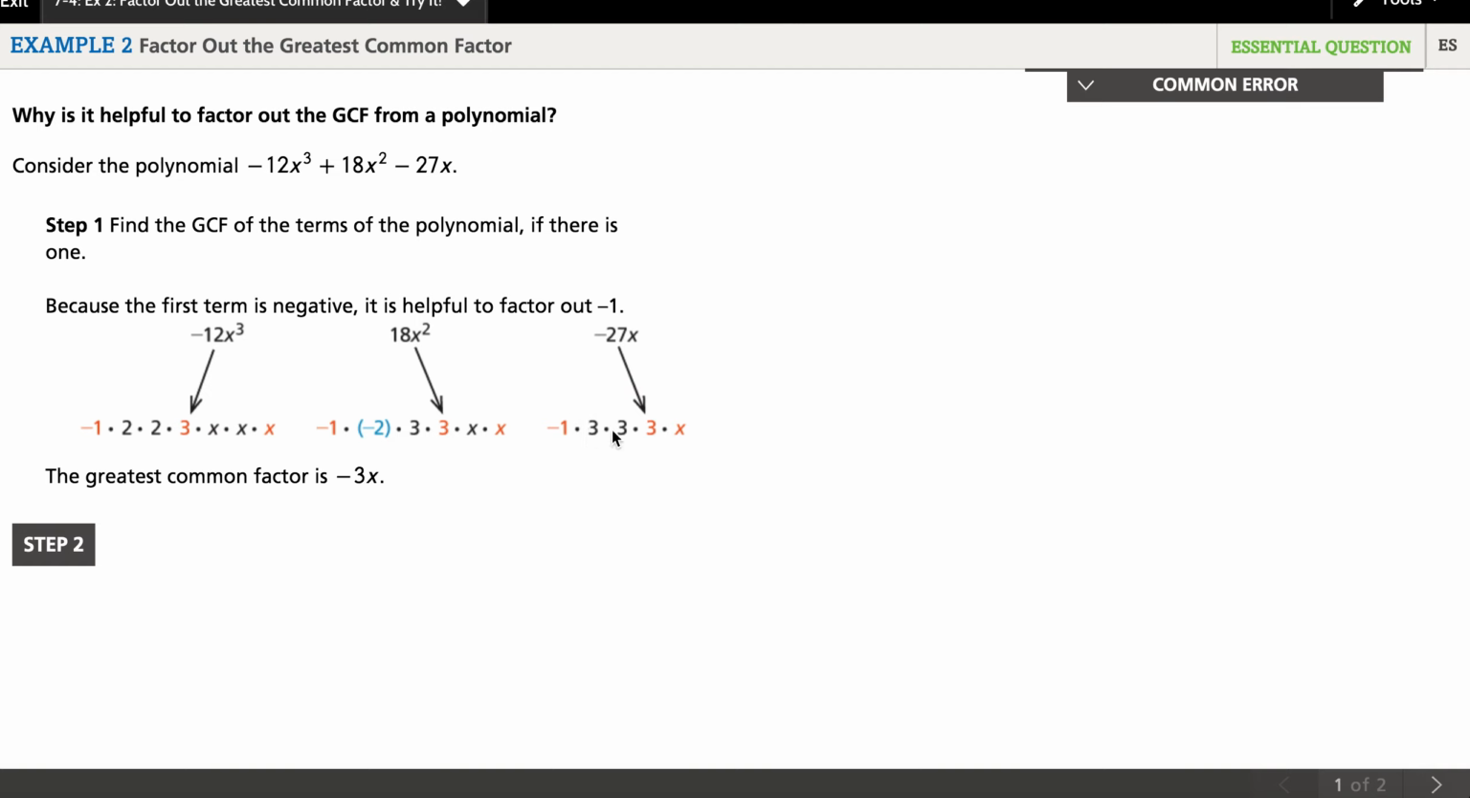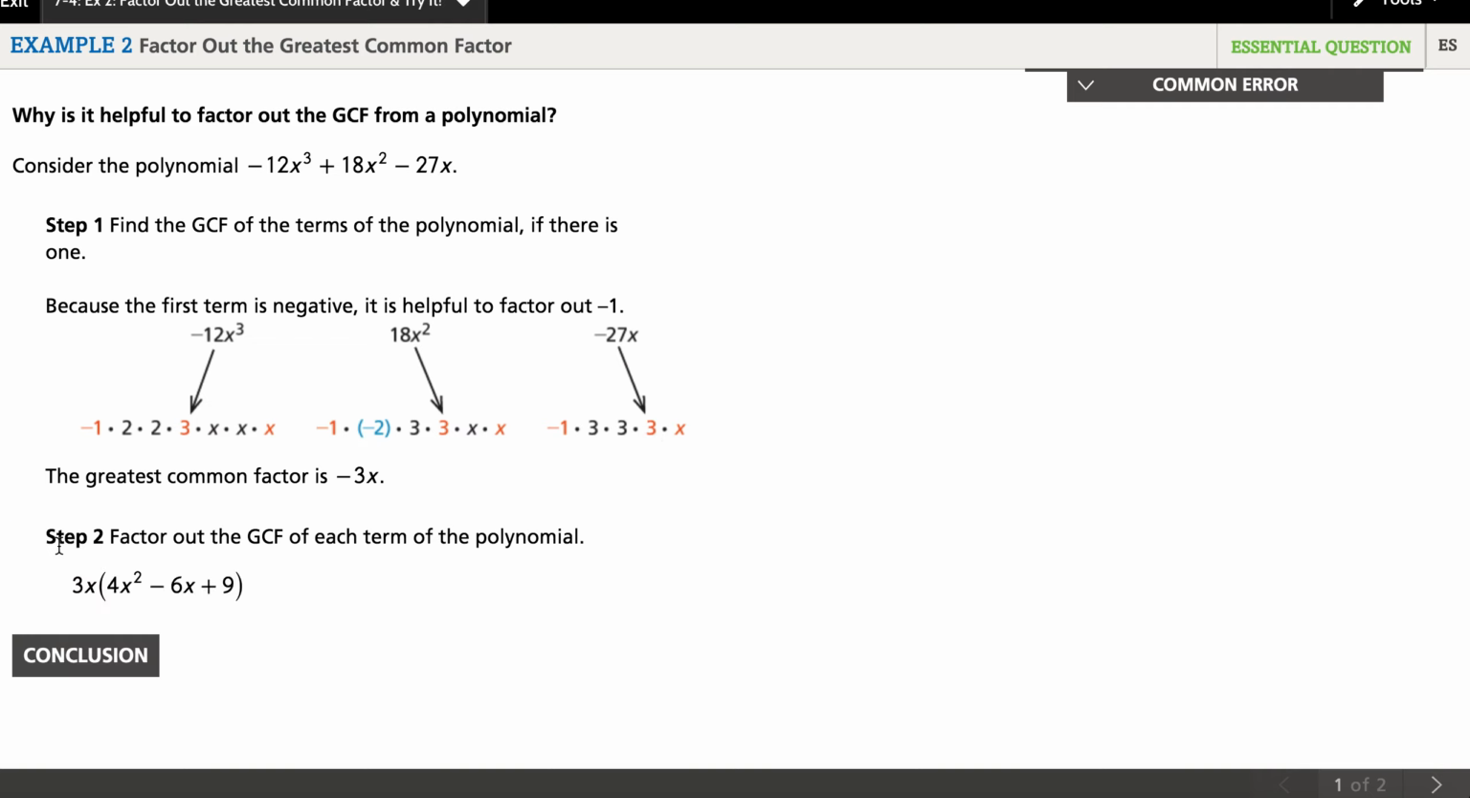-1 times 3 times 3 times 3 times x, and it gives us -27x. So the greatest common factor, as you see, is -3x. Negative. So we have 3x, 3x, 3x. So the greatest common factor is 3x.